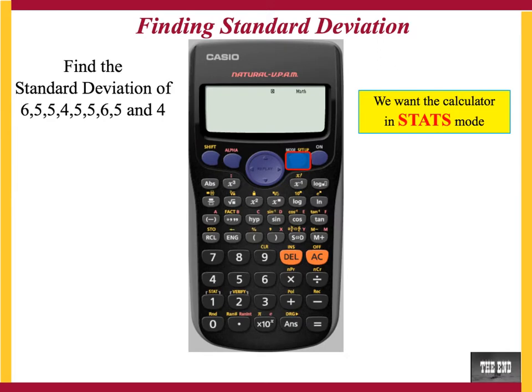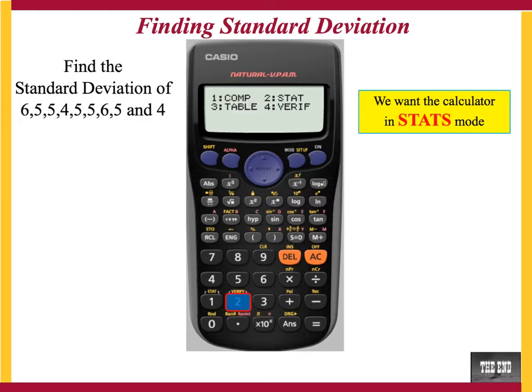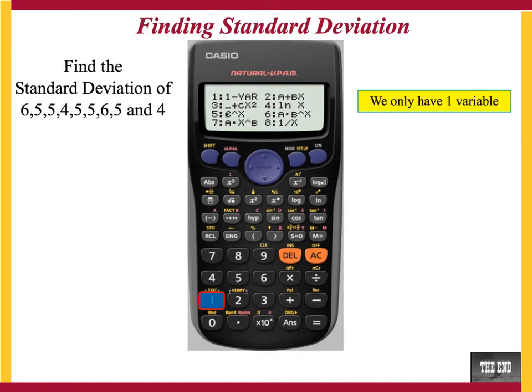Okay, so now that we know we've got everything cleared off from beforehand, we want the calculator in stats mode. So we start by pressing the mode or setup button, which is beside the on button. Then we press the number 2, because that's going to give us stat. We only have one variable, so we're going to press 1 because that's got one var beside it. So we press the number 1.